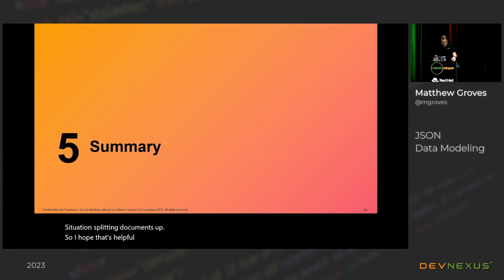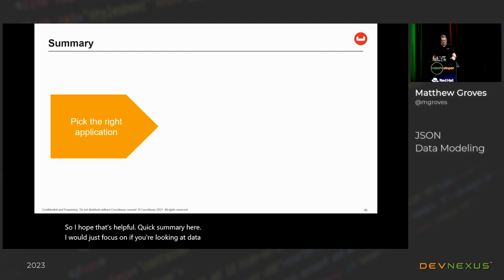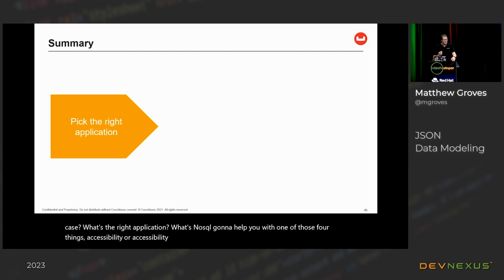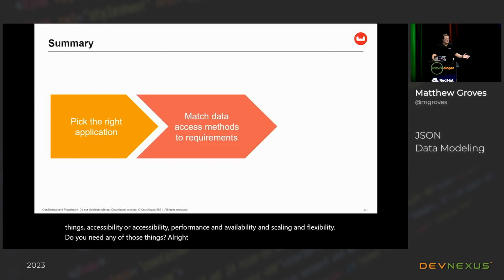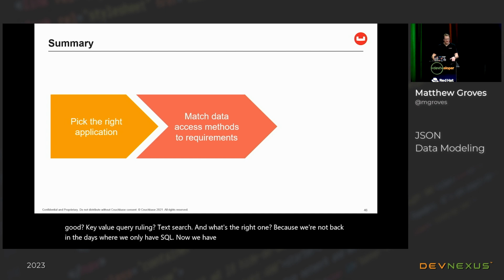Quick summary here. If you're looking at data modeling with NoSQL, focus on what's the use case? What's the right application? What's NoSQL going to help you with? One of those four things: accessibility, performance and availability, scaling, and flexibility. Do you need any of those things? Okay. Match the data access to your requirements. Are we doing key value? Are we doing query? Are we doing text search? What's the right one? Because we're not back in the days where we only have SQL. Now we have lots of options for interacting with data.